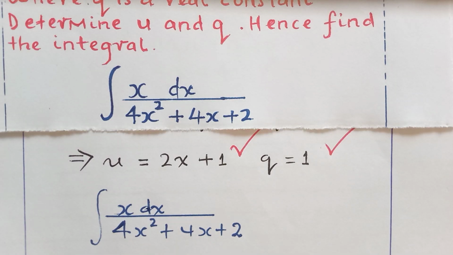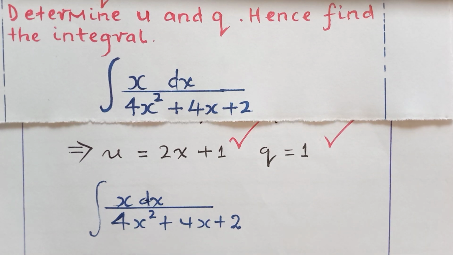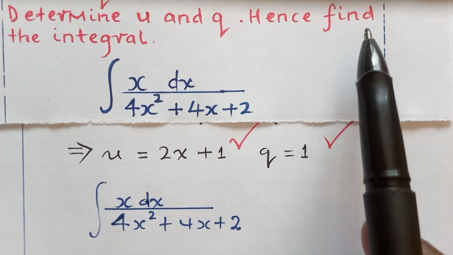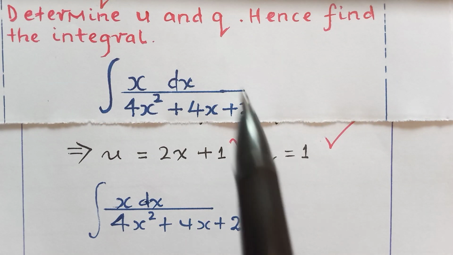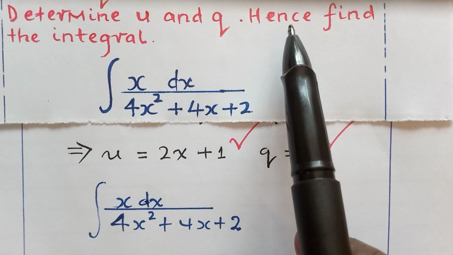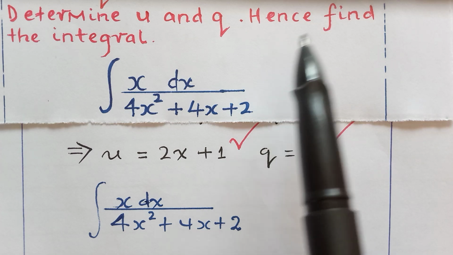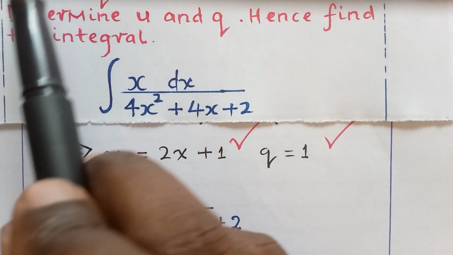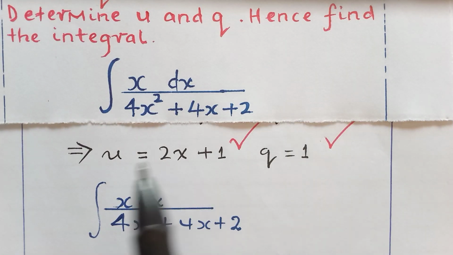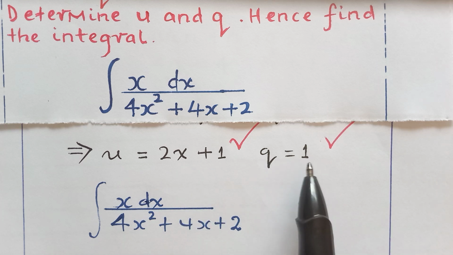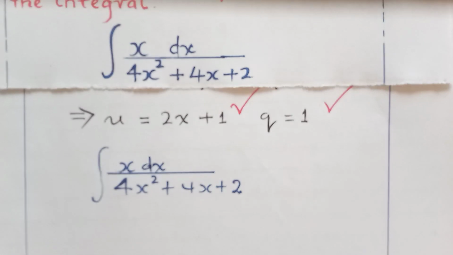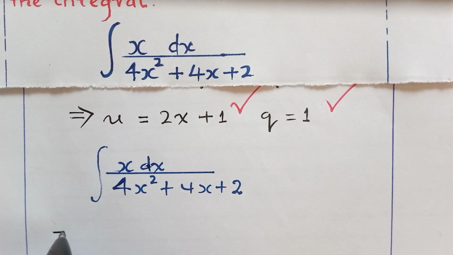We are now supposed to solve this question, because the question states, hence find the integral. Whenever you find the word hence, it means you have to use the solution of the first question, which was u equals 2x plus 1, q equals 1. And so we transform this question in this way.